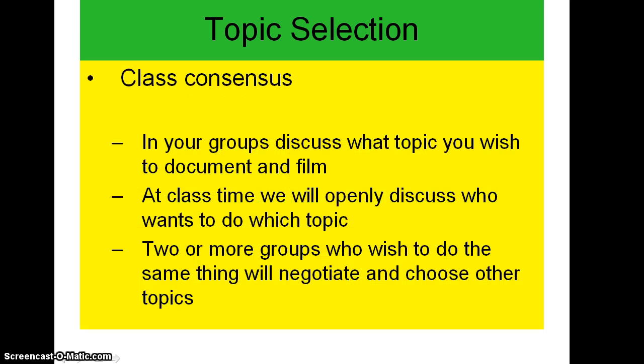In class consensus, the way in which that works is that in your groups, discuss what topic you wish to document and film. At class time, we'll openly discuss who wants to do which topic, and if 2 or more groups wish to do the same thing, they will negotiate and choose other topics. Essentially meaning that if one group really likes their topic and they really want to do it, and somebody else who wants to do that same topic but actually has an interest in, say, another topic, well, this will at least cause the students to compromise.